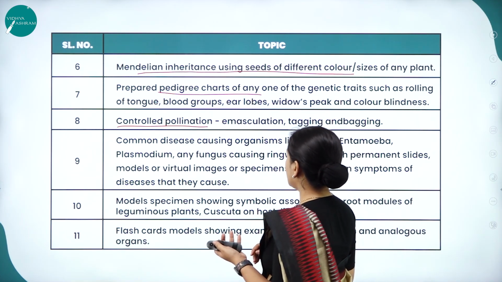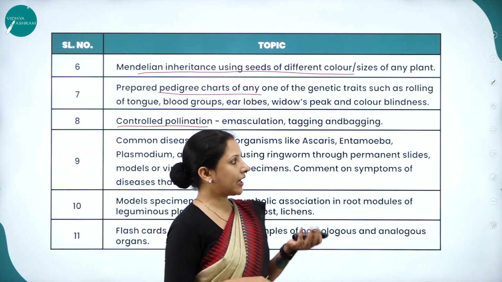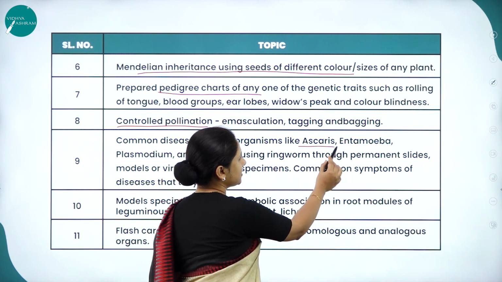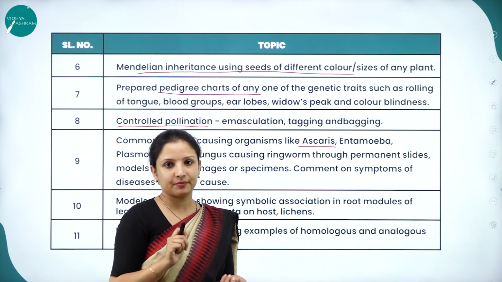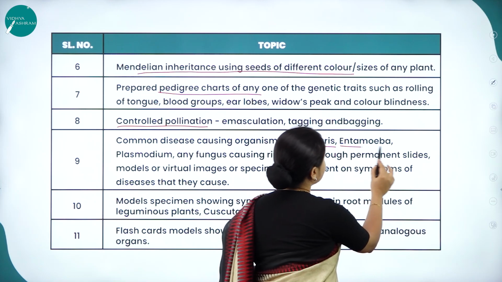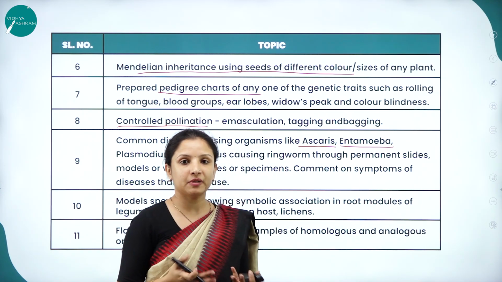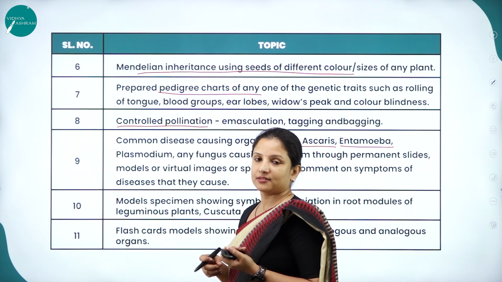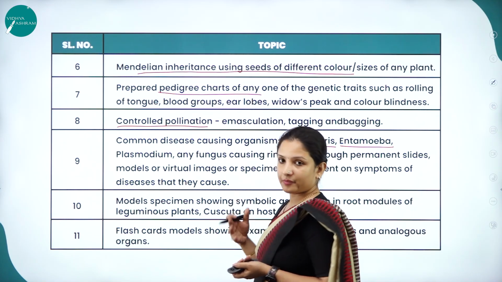Or they'll keep some disease-causing organism, say for example Ascaris. So for Ascaris, usually a chart or specimen will be kept. Ascaris is nothing but roundworm. Then an entamoeba slide will be kept. Entamoeba causes stomach-related disorders, Entamoeba histolytica.